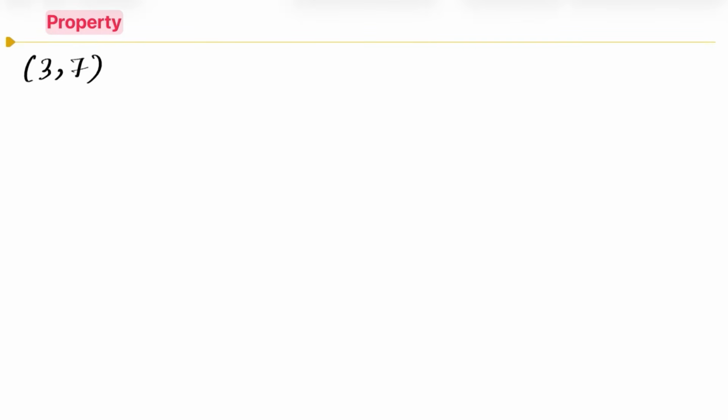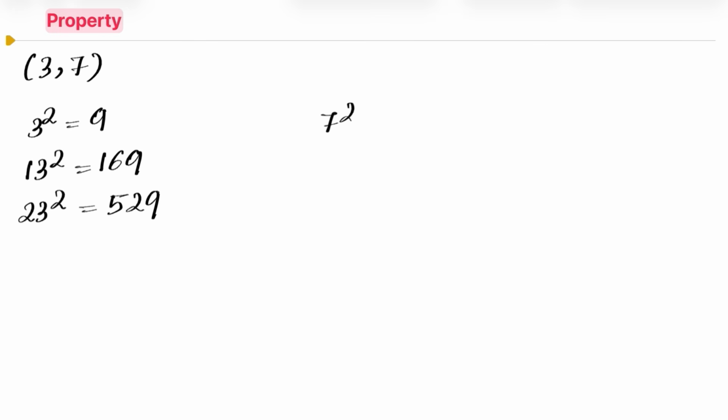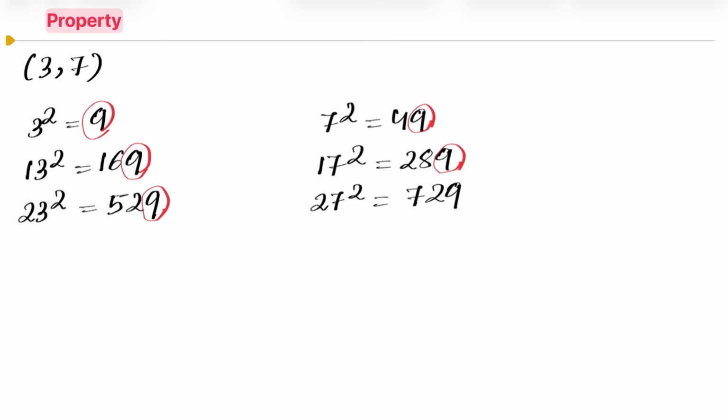Next, I have taken some numbers which are having 3 or 7 at their unit place. Square of 3 is 9, square of 13 is 169, square of 23 is 529, square of 7 is 49, 17 square is 289, 27 square is 729. Here you can observe all the squares of these numbers end with 9. So from this we can conclude that if a number is having 3 or 7 at its unit place, then its square will have the digit 9 at its unit place.